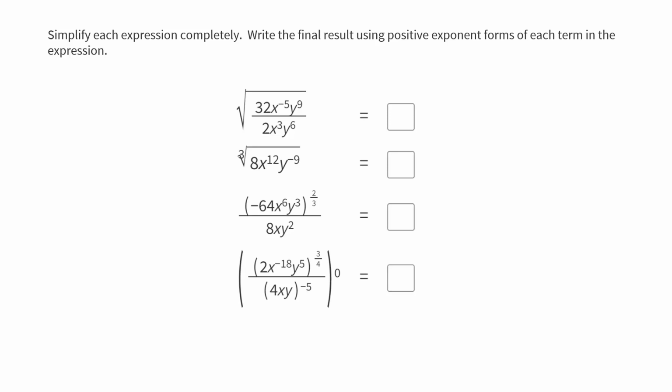As with the previous problem, you're asked here to simplify each one of these expressions completely, except now you're going to have problems that are dealing with having either radicals or rational exponents. You also see some negative exponents making their way into the problem. Ultimately, when you simplify each expression, you want to have positive exponents only.